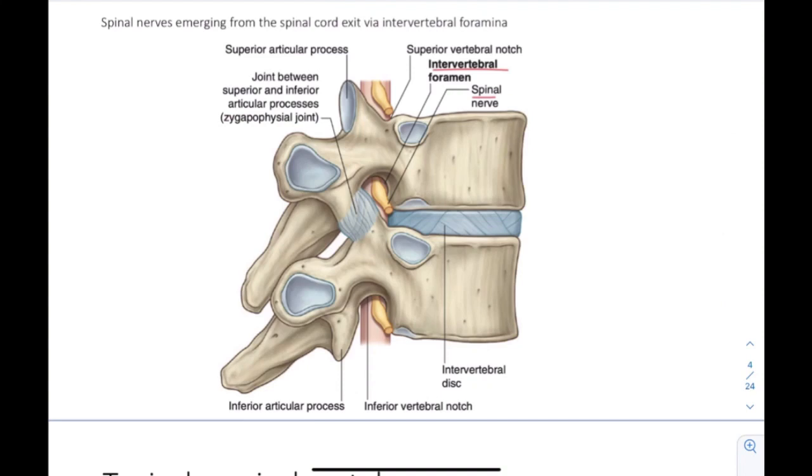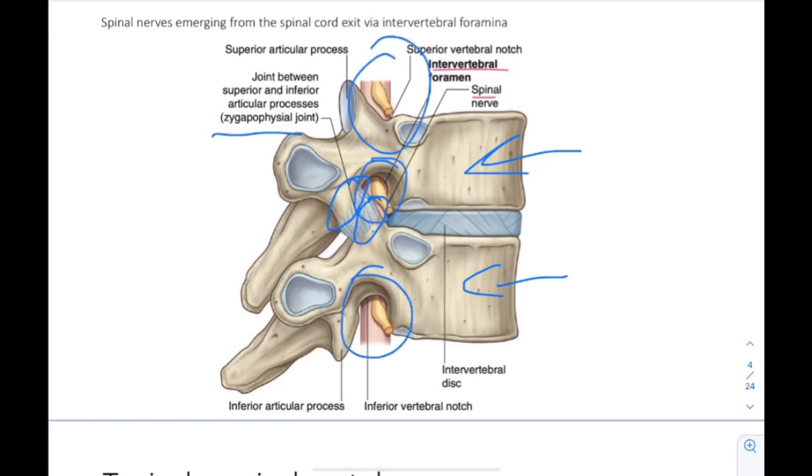And so you can see here, this part right here is the inferior articular process of this vertebra, and this part over here is the superior articular process of this vertebra over here. And so they form a joint called the zygapophyseal joint. And when they articulate together, spaces form here and here and here, called the intervertebral foramina.